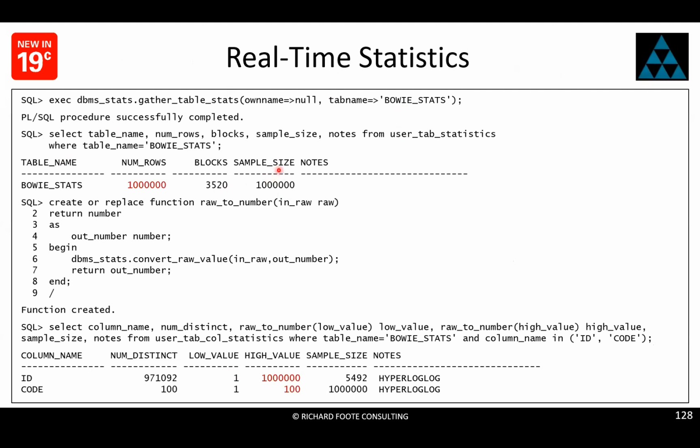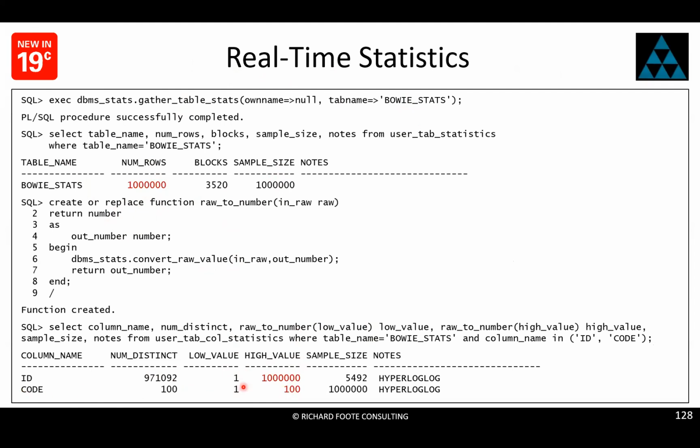Now I've got statistics. So what I'm going to do is just note that currently I've got 100,000 rows in my data. Note the min and max values that I've got for my two columns: it's between 1 and 1 million, and 1 to 100 for code. They're my min and max values.